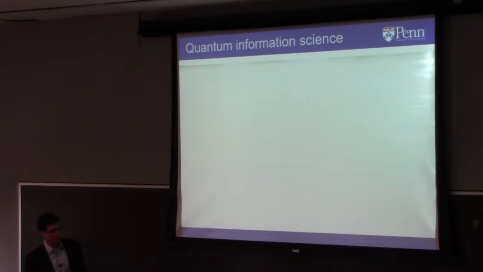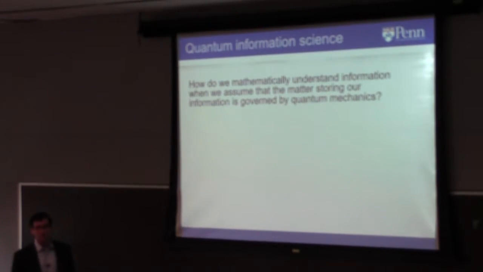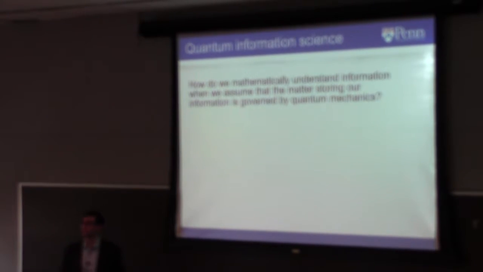So to start this off, I want to set the background for what we're going to be talking about. The field we're going to be focusing on is called quantum information science. And really what this is asking is, how do we mathematically understand information theory when we assume that the matter storing this information is quantum in nature, i.e. it obeys quantum mechanics? There are a few different things we have to take into account. The first is that the superposition principle applies to matter.